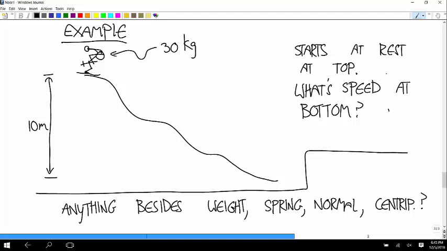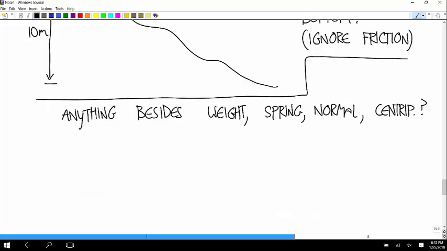That's a good question. We're going to ignore the friction. And if we can't ignore the friction, it gets more complicated. Yep, and those are the only two forces acting. So yeah, we're going to ignore the friction here. So anything besides those four? No, just weight and normal force.